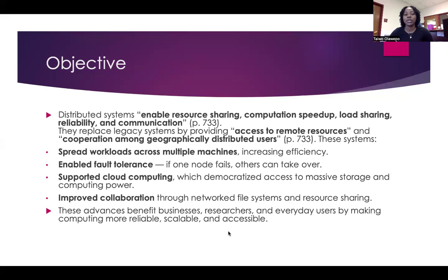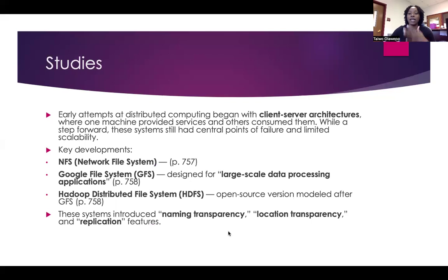This enables fault tolerance. It also helped with supporting cloud computing, which democratizes access to massive storage and computing power. It also improved collaboration through network files and resource sharing. Basically, the benefits of this new technology help businesses, bringing in more money, as well as researchers and everyday users, by making computing more reliable, accessible, and scalable.